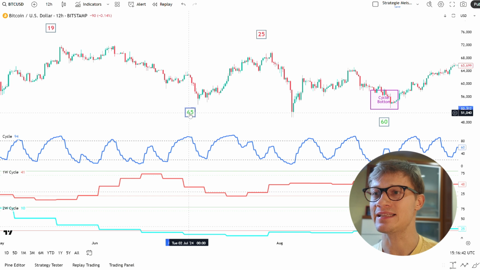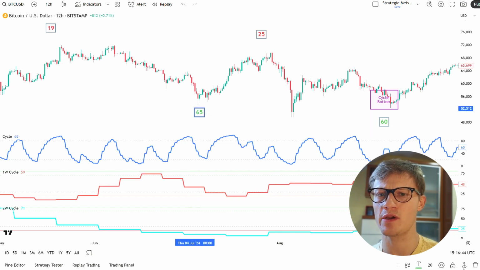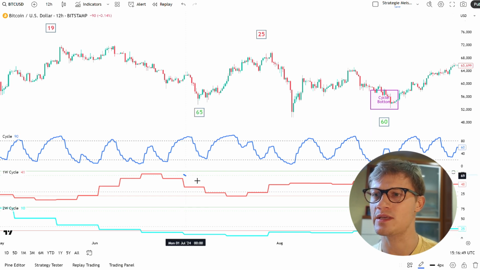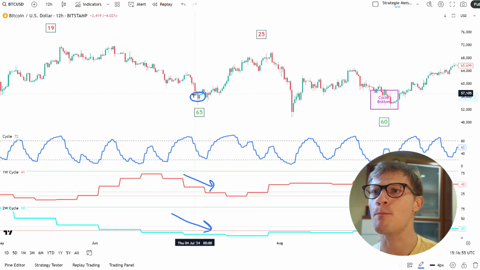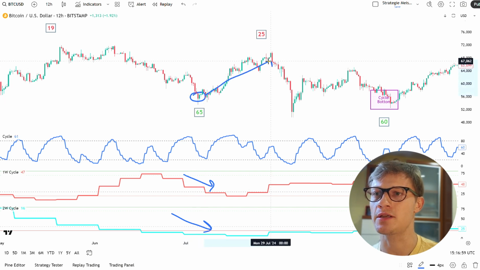For example, here, last summer, we had a very similar situation. We had a falling 1-week cycle right here. We also had a falling 2-week cycle, which basically represents our current situation. We successfully made a bottom here, and basically here we spent about 3 weeks trending up. Here we made a daily cycle high.